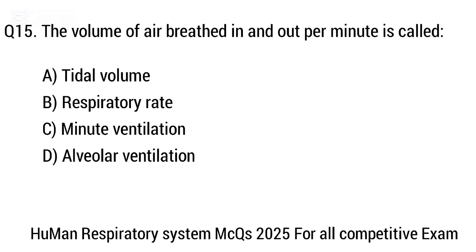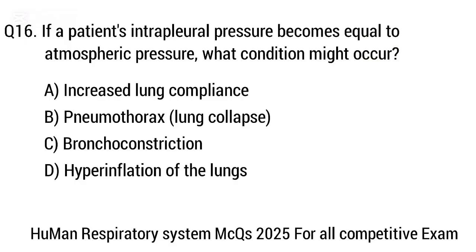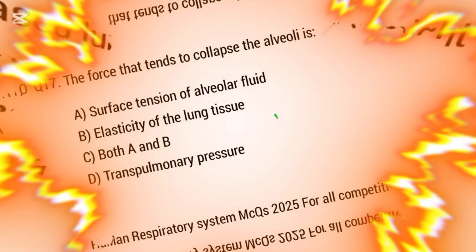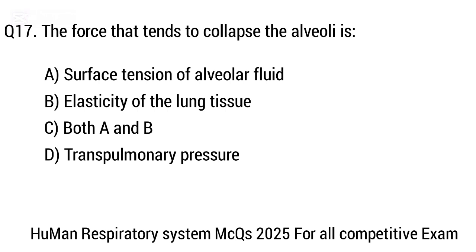Question 15. The volume of air breathed in and out per minute is called... The right answer is option C, minute ventilation. Question 16. If a patient's intrapleural pressure becomes equal to atmospheric pressure, what condition might occur? The right answer is option B, pneumothorax, meaning lung collapse. Question 17. The force that tends to collapse the alveoli is... The right answer is option C, both A and B.